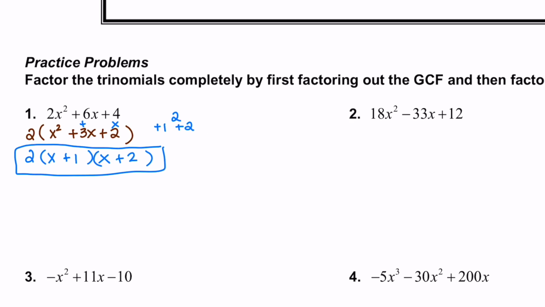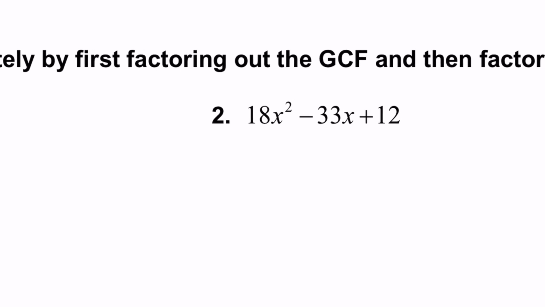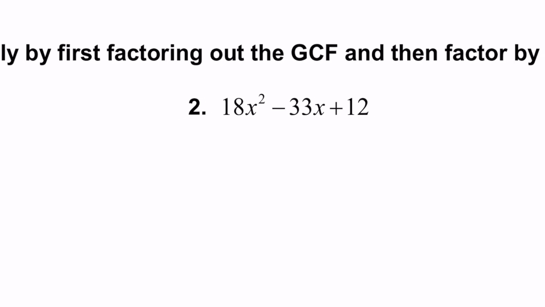Okay, number 2, we want to look and find the greatest common factor. Now, I am noticing that the first and last are even, but 2 is not the greatest common factor for this trinomial. But what I can do is I can look for a 3. And there is a special property of all numbers that are divisible by 3. If you add up the digits, and that number is divisible by 3, the whole number is. So 1 plus 8 is 9. 9 is divisible by 3. So 18 is divisible by 3.